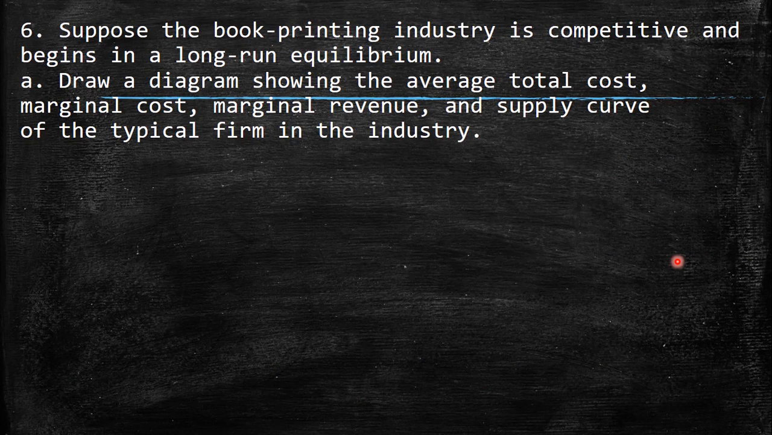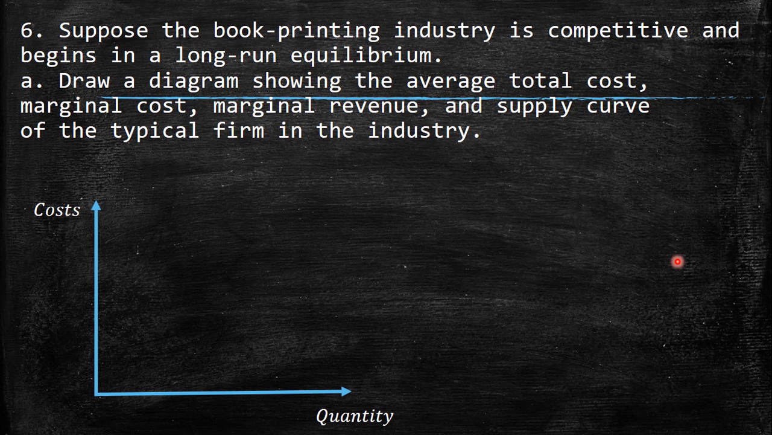Question 6 says, suppose the book printing industry is competitive and begins in a long run equilibrium. So remember, in the long run, it means there are no fixed costs. Second, the profits of the firms are zero, so there is no incentive to leave or to enter the market. Then draw a diagram showing the average total cost, marginal revenue, and supply curve for the typical firm in the industry.